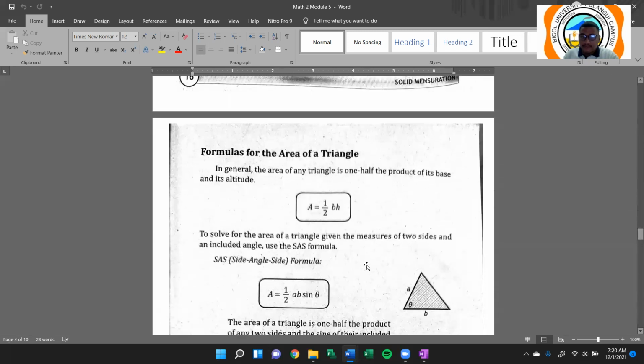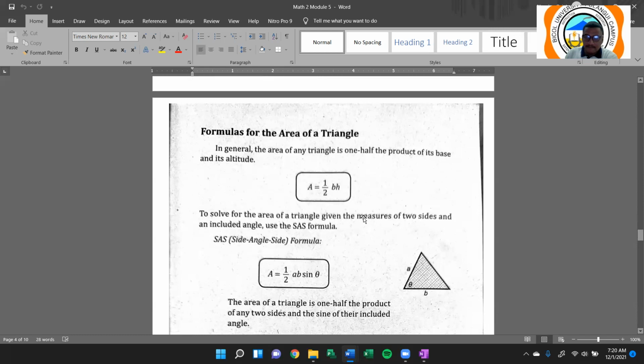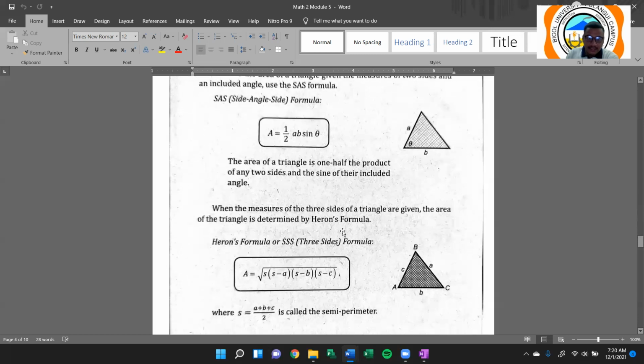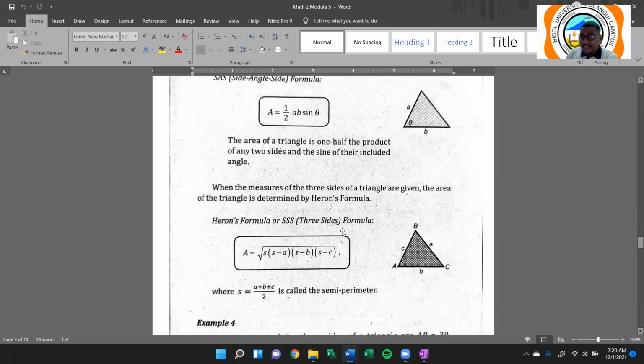So then we proceed to the area of the triangle. These are the useful formulas in solving for the area, depending on the given. If we are given the base and the altitude, we can use this one: area equals 1/2 base times height. If the givens are two sides and an included angle, then we can use the so-called side-angle-side formula: 1/2 ab sine theta. And if all three sides are given, we can use Heron's formula, or the three sides formula.